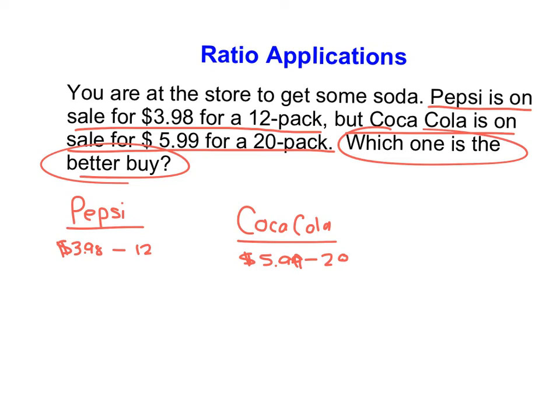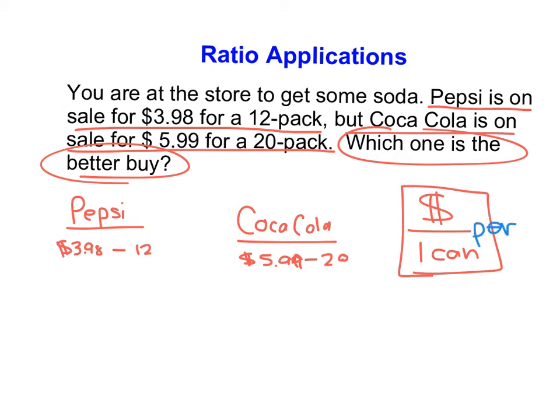So here, what I need to figure out is what is the cost per 1 can in each situation, because that's really what I can compare. So what I'm going to try to figure out is how much it costs for a single can in each situation. And notice that my order here is going to be very important. I want the cost per, that line can mean per can. I don't want the can per dollar. I want the cost per can, how much it costs for each can in each situation. So I'm going to create that ratio.